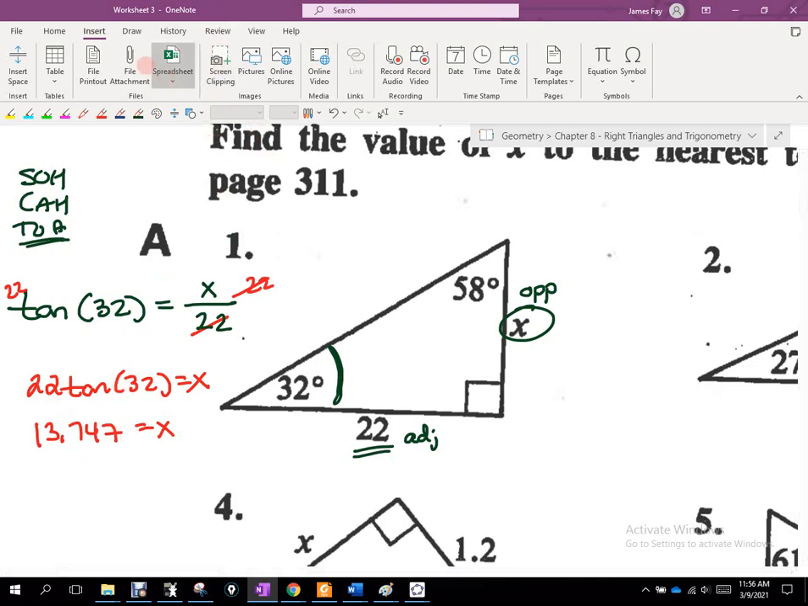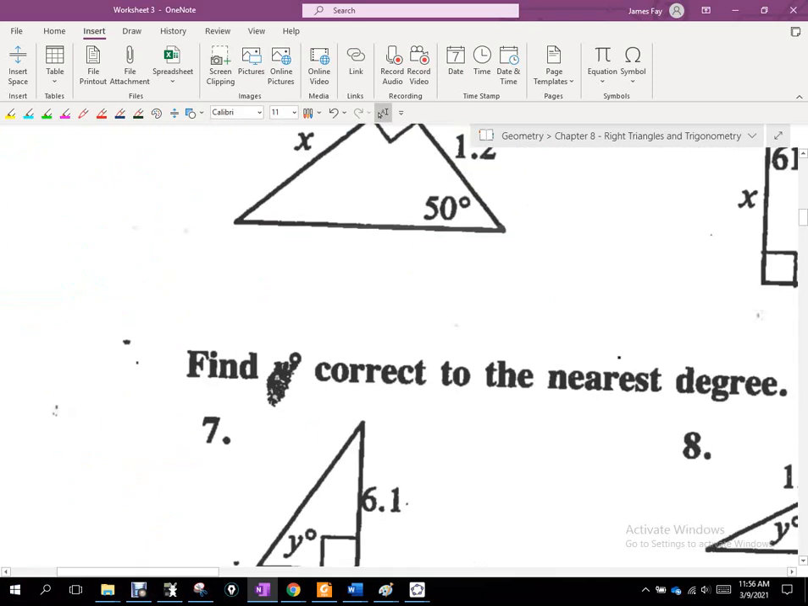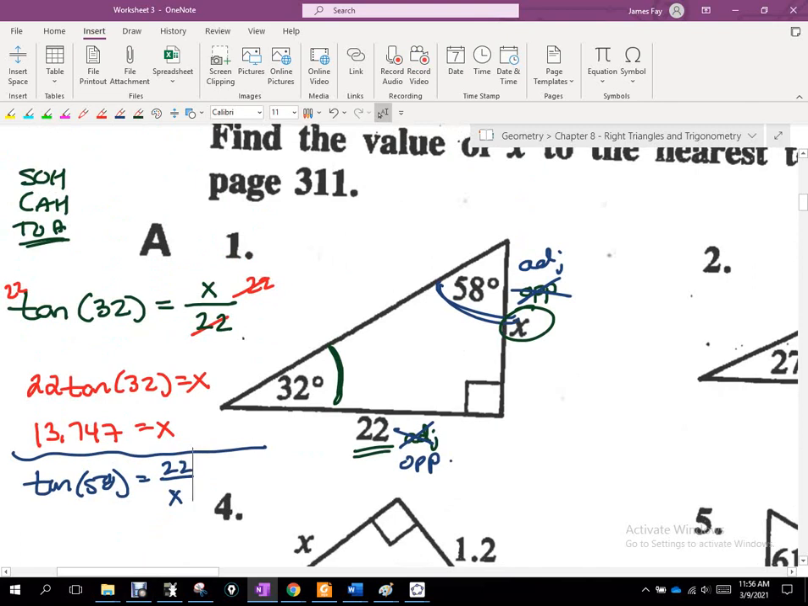Okay, now let's say that you were a person that wasn't confident in that. Let's look at the 58. Okay, what is this side? What is 22 in regards to 58? 22 is now opposite. And x would be adjacent. So if I went tangent of 58, now I'm looking at opposite, so 22 over adjacent, which is x, right? As we've done these, has anybody recognized a pattern that happens when your denominator is the variable here?